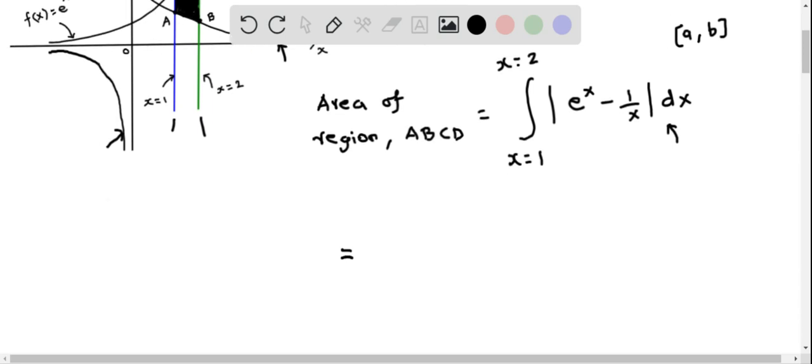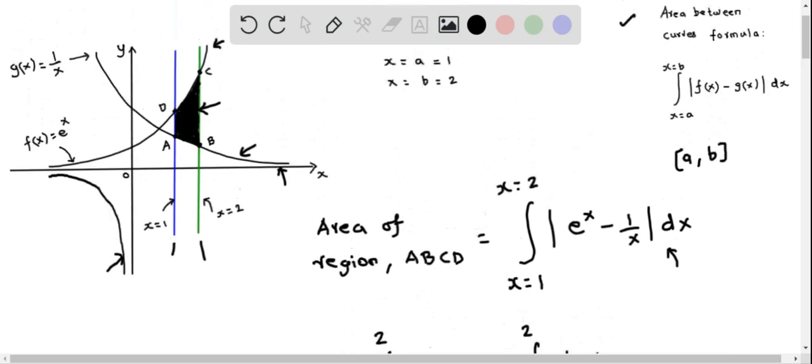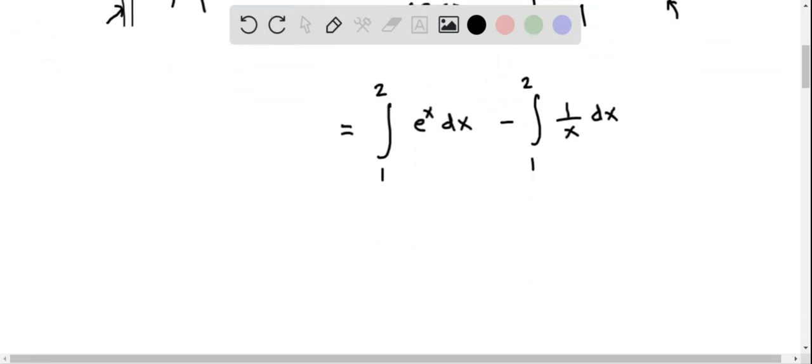Therefore, this equals the integral from 1 to 2 of e power x minus 1 by x. I can consider this as two integrals, that is the integral from 1 to 2 of e power x minus the integral from 1 to 2 of 1 over x dx. I have just removed the absolute value because I have clearly written the top curve, which is f of x, in front, minus the g of x. So we will not have to use the absolute value. Now let's evaluate this integral.